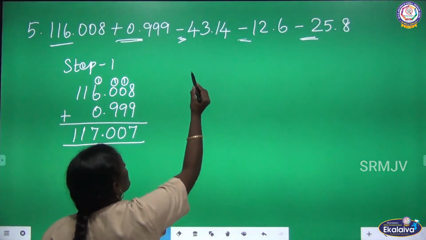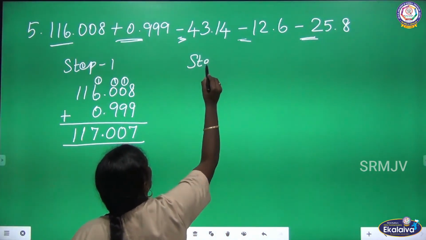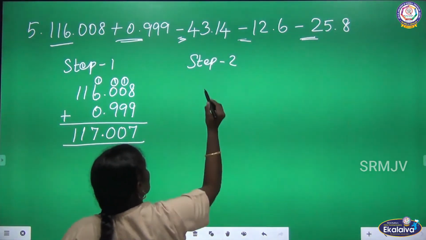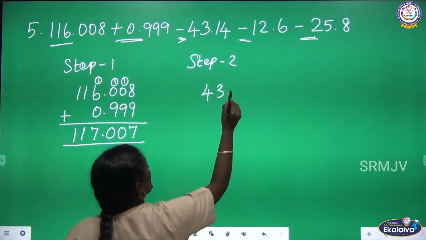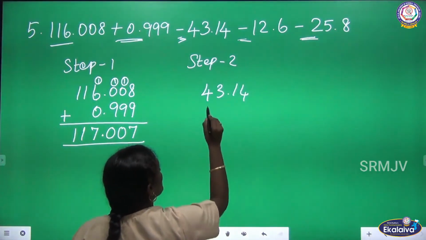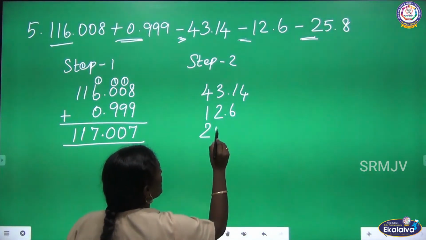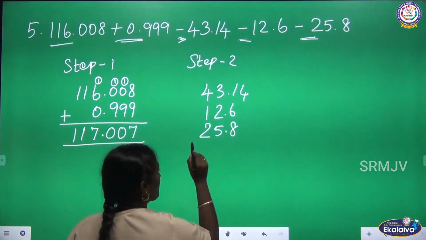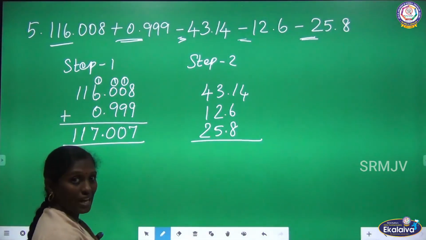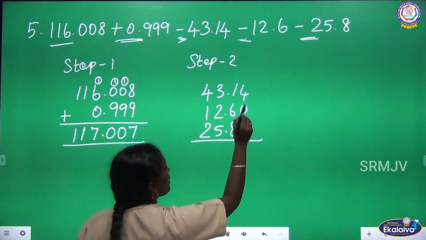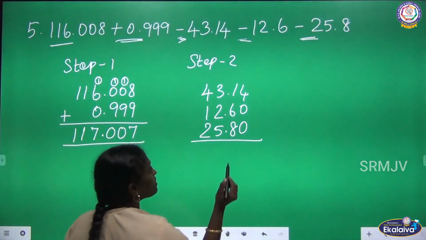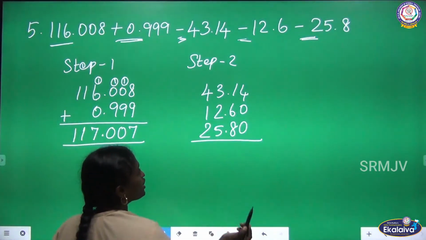We are going to add these 3 numbers in step 2. So the first number is 43.14. The second number is 12.6. Third number is 25.8. The first number alone, we are having 2 decimal places. To make the remaining decimal numbers to like decimals, I am adding zeros here.